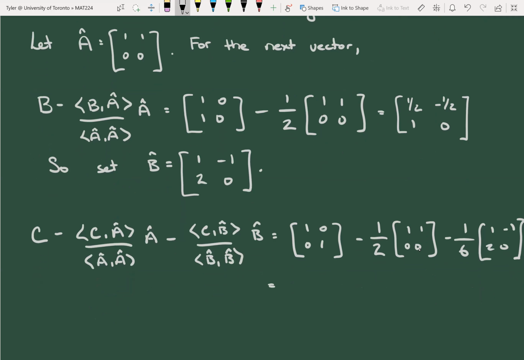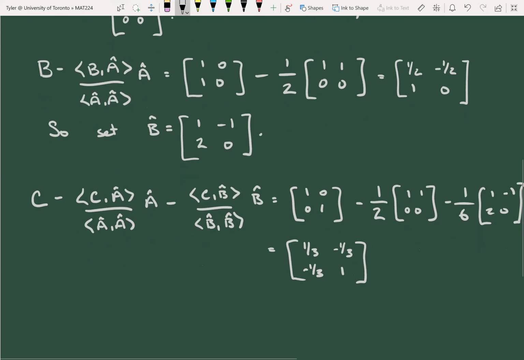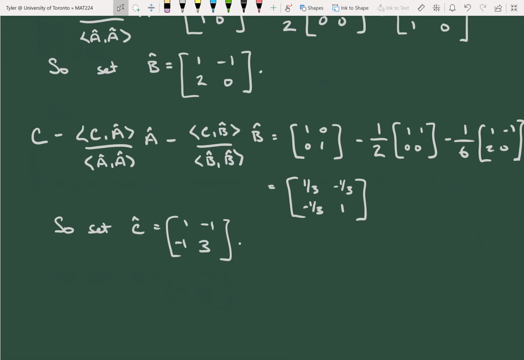Just something to keep in mind there to save yourself a little bit of work. And if you go through this, what do you get? You get this vector. Turns out quite nicely. Again, I can take any scalar multiple of this thing, so I'm going to multiply this thing by 3. C hat to be 1, -1, -1, 3, like that. And finally, we've got one last vector to do.